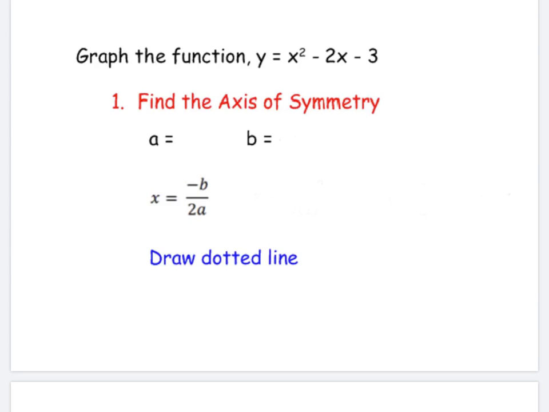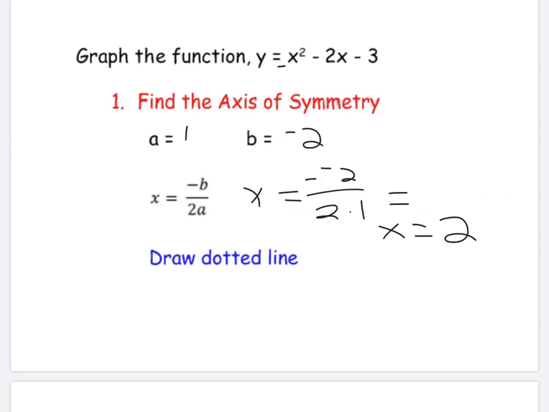To find the equation of the axis of symmetry, I have to know the values of a and b. A is 1, in this case because there's no number in front of the x squared, and b is negative 2. So I substitute: x equals negative b, so negative negative 2, over 2 times a, which is 2 times 1. You can't have a double negative, so it becomes a positive. The opposite of negative 2 is positive 2 over 2 times 1, which is 2. So that simplifies to x equals 1.